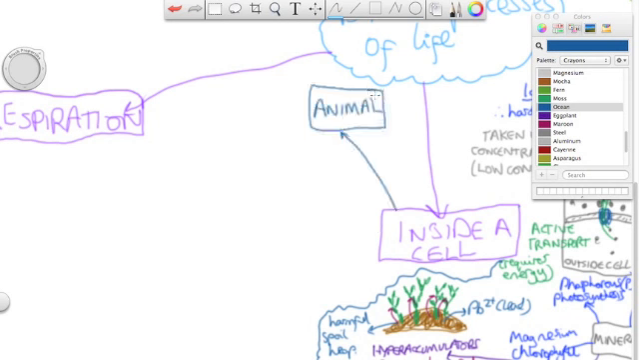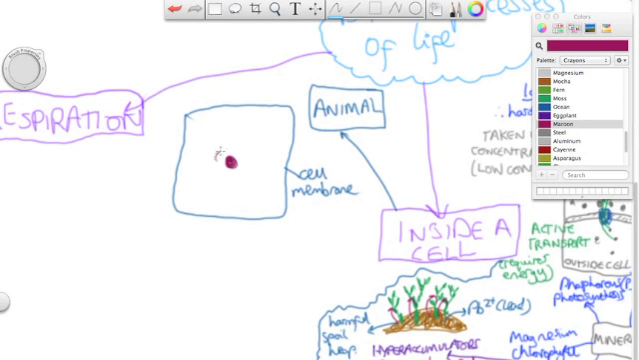So now let's look at inside cells. So first of all, we'll draw an animal cell, and I'm drawing a cell membrane. Remember, animal cells do not have a cell wall. There's a nucleus and a surrounding nuclear envelope, which contains nuclear pores to allow information to be exported.